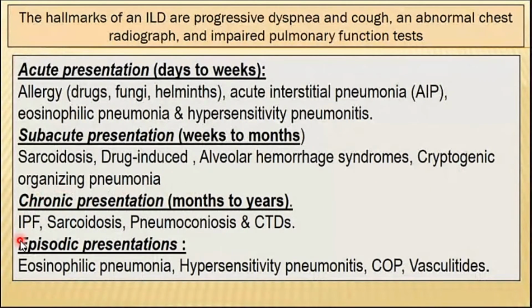Chronic presentation usually is IPF. Sarcoidosis can also present chronically. Your occupational ILDs, such as your pneumoconiosis, and connective tissue disorders. And episodic is eosinophilic pneumonia, especially in the presence of helminthic infections, hypersensitivity pneumonitis, and the other vasculitic syndromes. Okay, so this is basically what you need to extract from the history, because getting all this information will help you narrow down your differential diagnosis before you proceed to investigating.